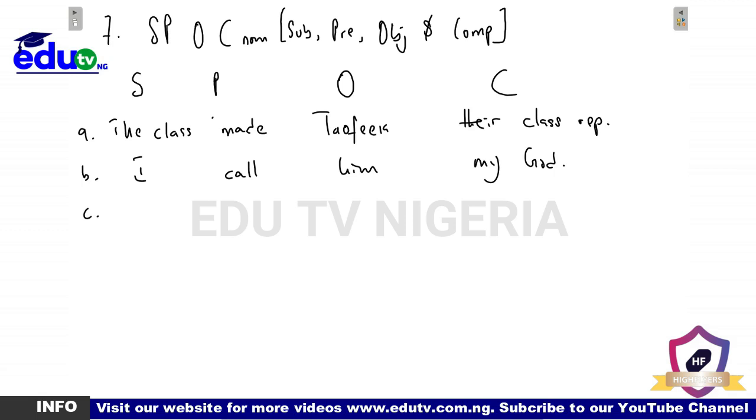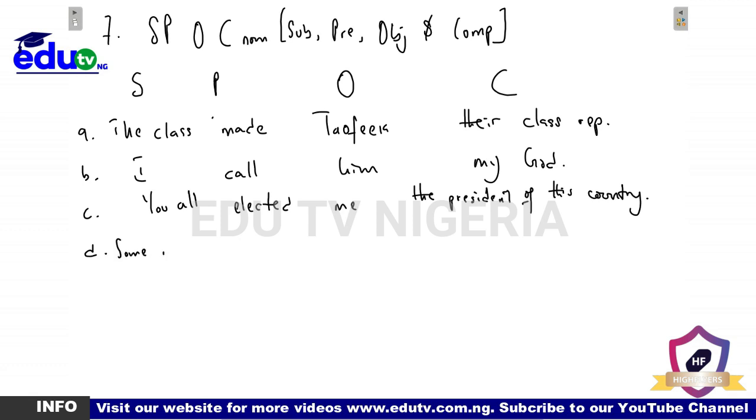Third example, you all elected me the president of this country. D, some members of the staff called their boss a thief. Now don't worry, although this is actually going beyond the place of the subject, don't be too bothered. Now for the sake of clarity, let me clear this.